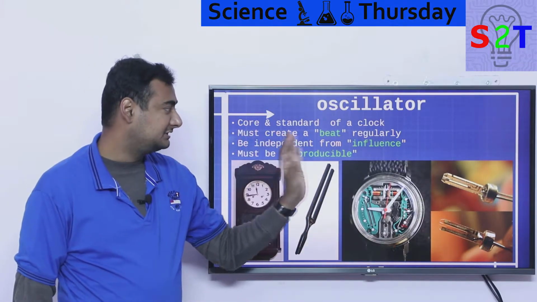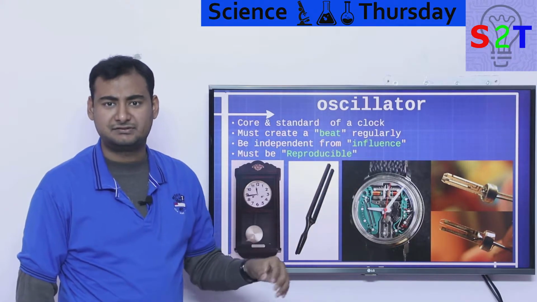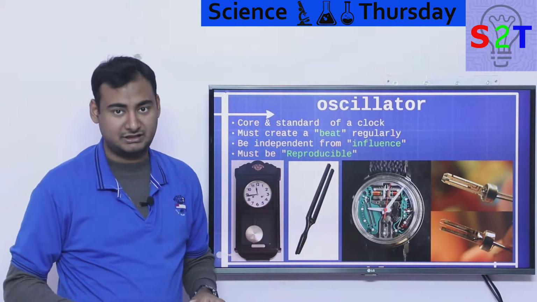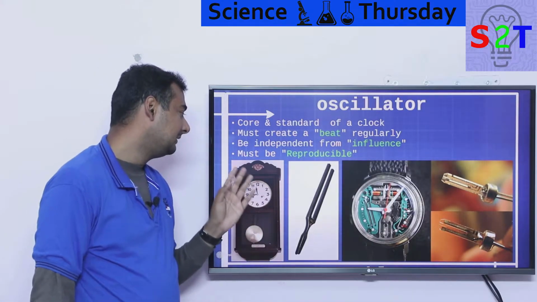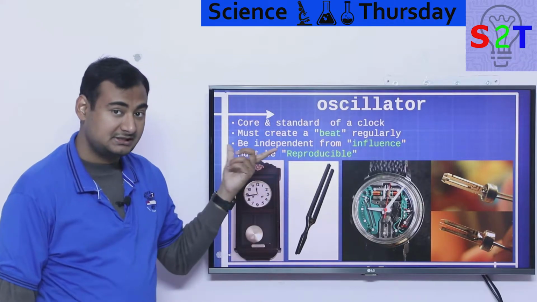Now nothing is free from influence 100% of the time, but it should not be easily affected by it. At least that's our target. Now it must be reproducible. Now this is a core aspect.